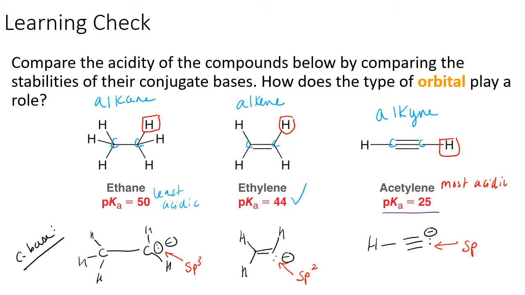and then the least acidic would be ethane, a simple alkane, because that negative charge is not stabilized really at all inside of an sp3 hybrid orbital. So it's really, really hard to deprotonate an alkane, to remove a proton with a different base. You need a really, really strong base if you're going to remove that proton. And the pKa is 50. So it's a very bad acid in general.